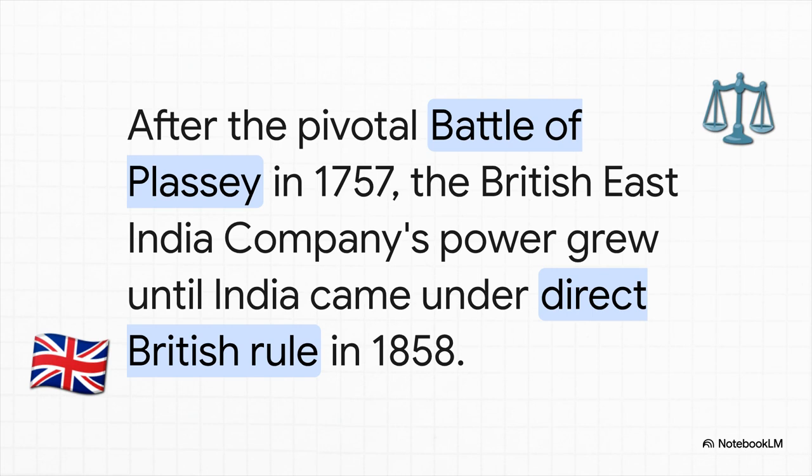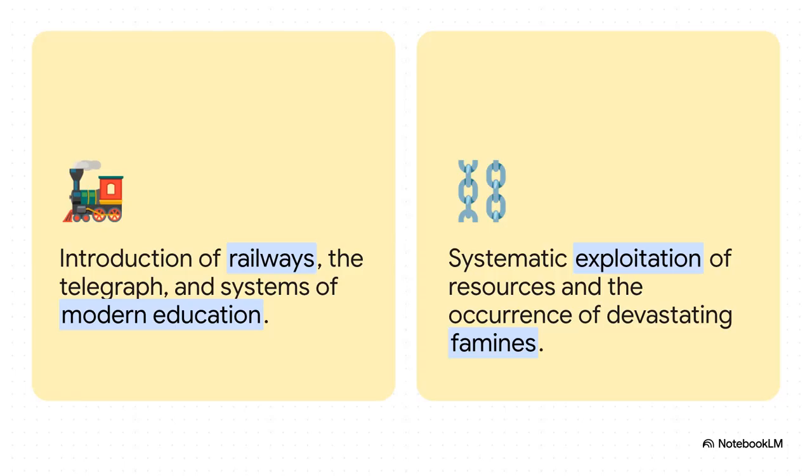But after winning critical battles like the Battle of Plassey, this company basically started acting like the government. Eventually, things got so messy that the British Crown just stepped in and took direct control in 1858. And the legacy of British rule is, well, it's complicated, and people still argue about it fiercely today. On one side, you have the introduction of huge infrastructure projects like railways and the telegraph, plus modern education systems. But on the other side, that rule was fueled by the systematic draining of India's wealth and resources, and it led to some absolutely horrific famines.